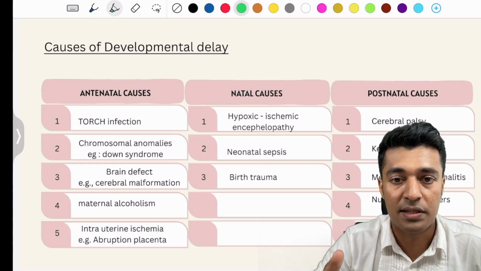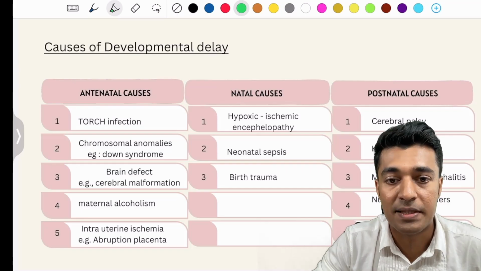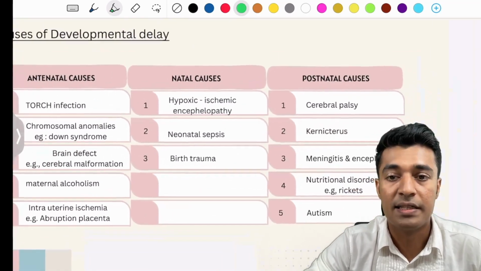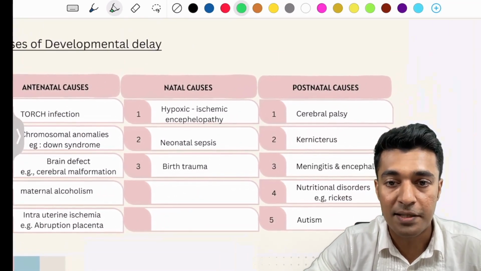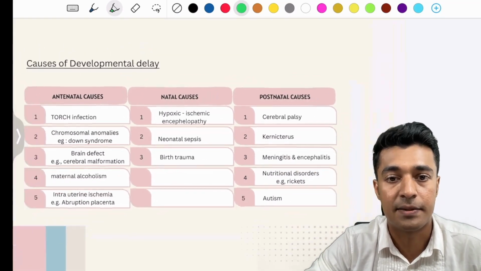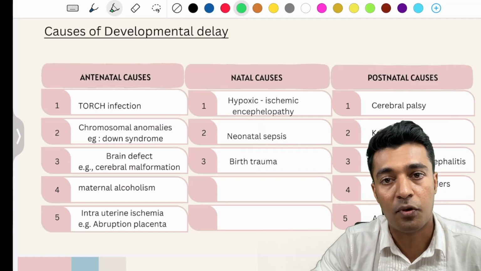The natal causes include hypoxic ischemic encephalopathy, neonatal sepsis, and birth trauma. The postnatal causes include cerebral palsy, autism, kernicterus, nutritional disorders like rickets, and meningitis. So you just need to remember some of the causes for postnatal developmental delay.